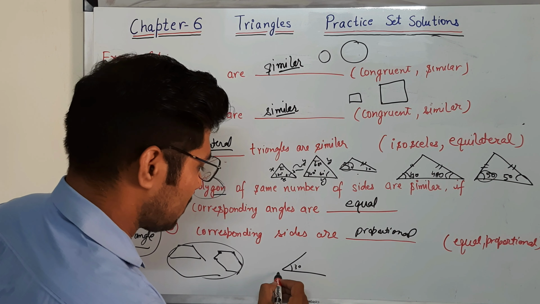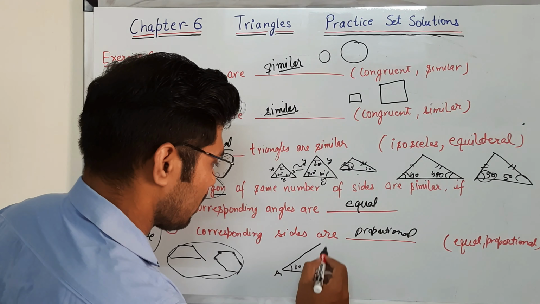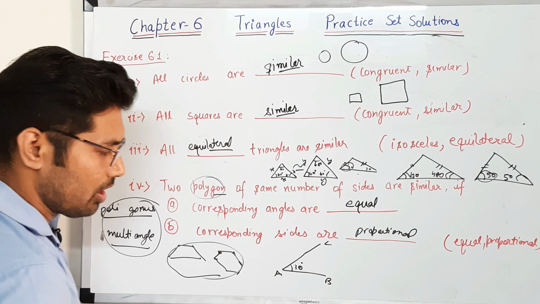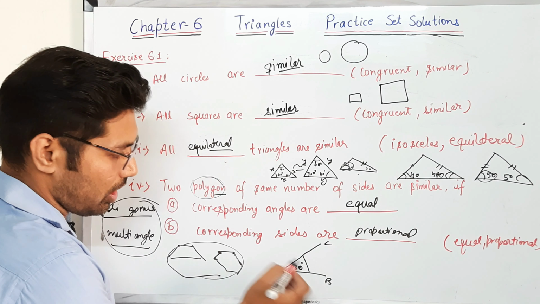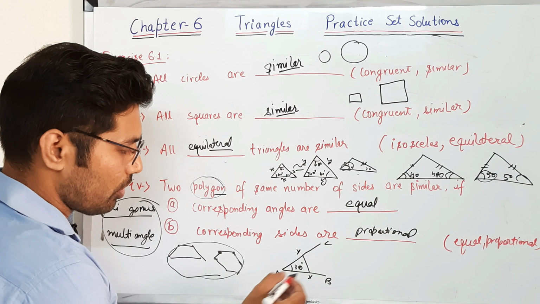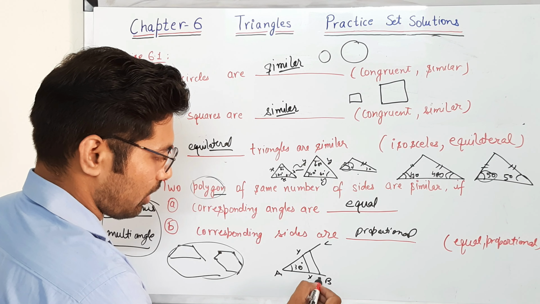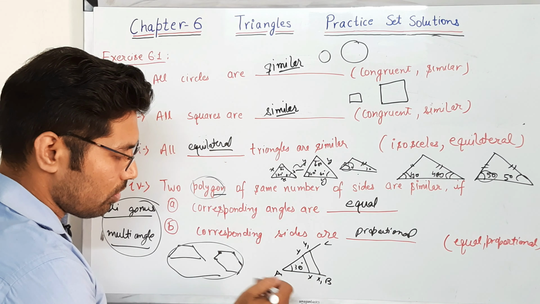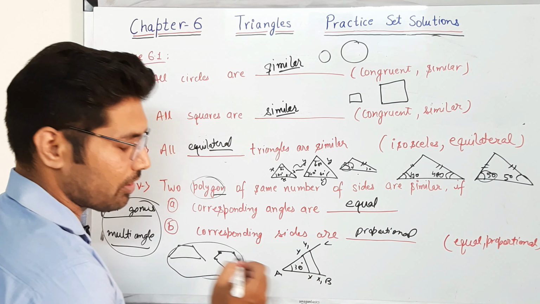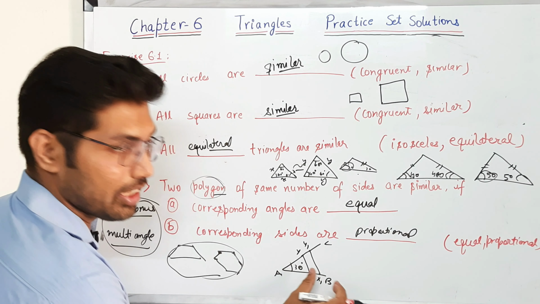For example, this is line A, this is line B, this is line C. Now this angle is 30 degree. Now draw any line, this one, x, y. Now if you draw a line parallel to this one, x1, y1, these two triangles AXY and AX1Y1 are similar. The angle is the same, but the length is increased.